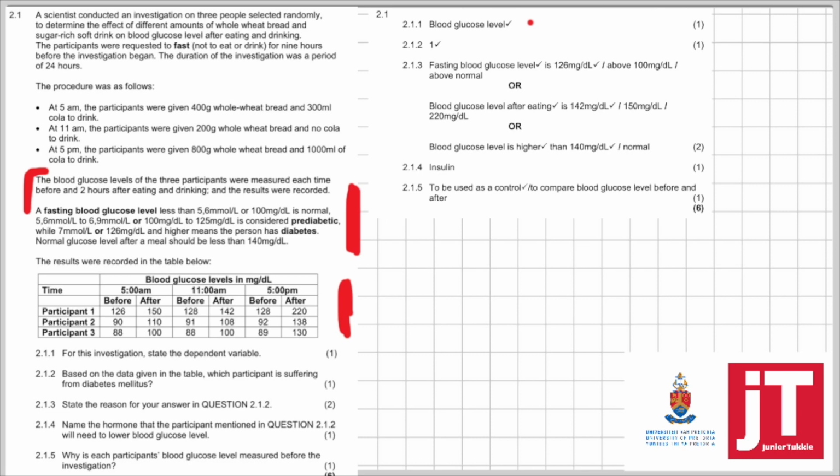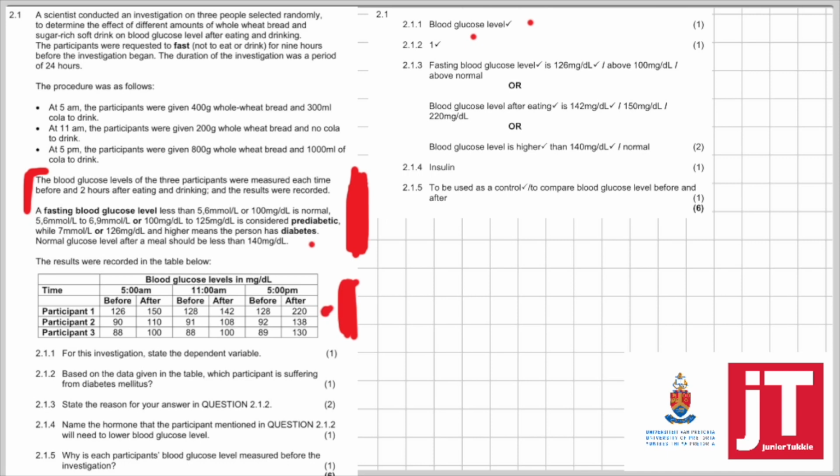2.1.2. Based on the data given in the table, which participant is suffering from diabetes mellitus? Now you look at your numbers here and you compare to the table. So remember, more than 126, that's what we're looking for. So, anything above 125. Let's look. It looks like Participant 1. Never rush into the decision. Think about it carefully. Look for your answer. And this information was not there to waste ink. It's for you. You need it.